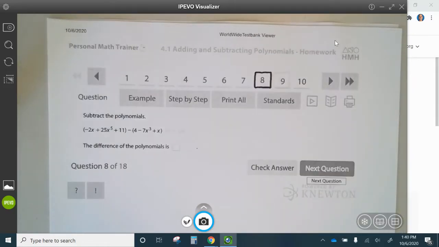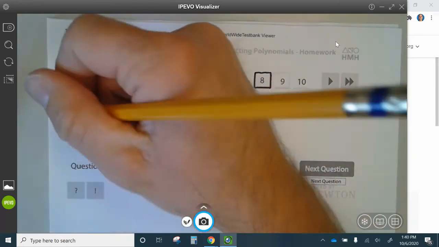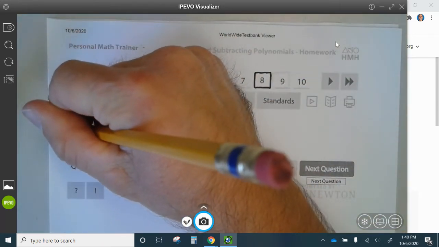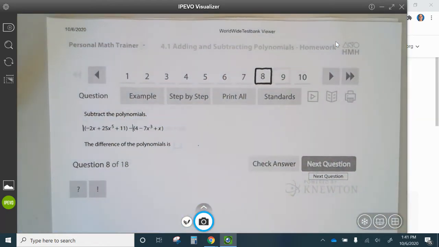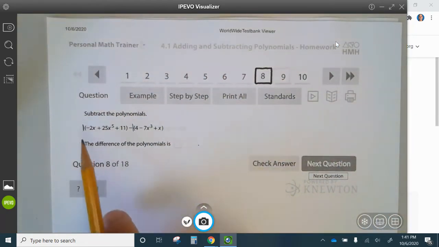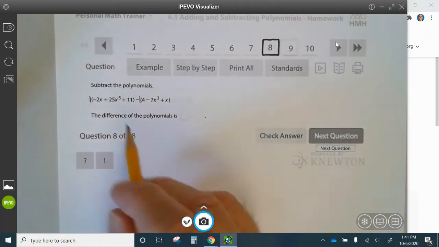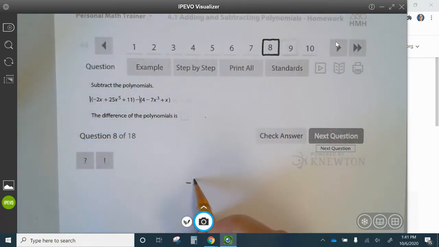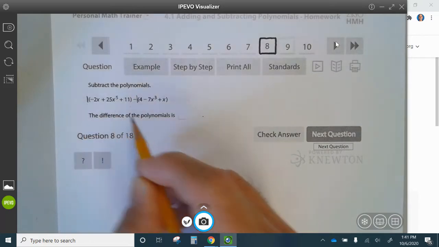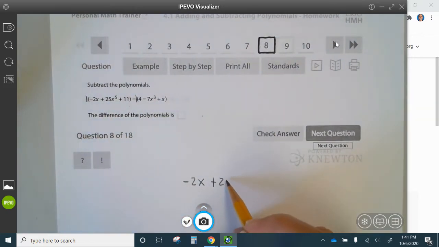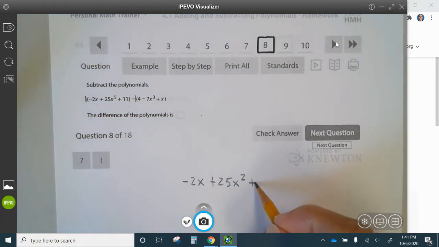All right, let's look at question number 8. Subtract the polynomials. Now this is where you definitely want to put a 1 in front of the parentheses because now it really matters. Okay, as before, when you put a 1 in front of that, it doesn't change anything. So we have 1 times negative 2x is negative 2x. 1 times 25 is plus 25x squared. And then 1 times 11 is plus 11. That didn't change anything like the problems before.